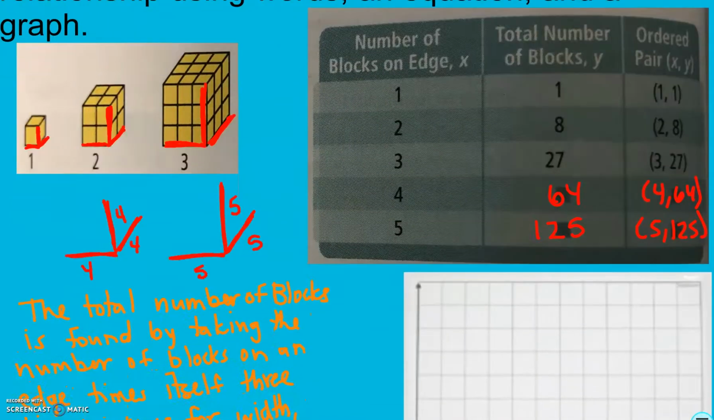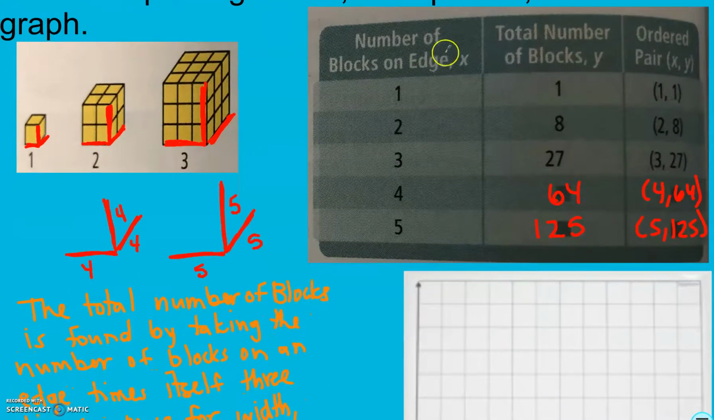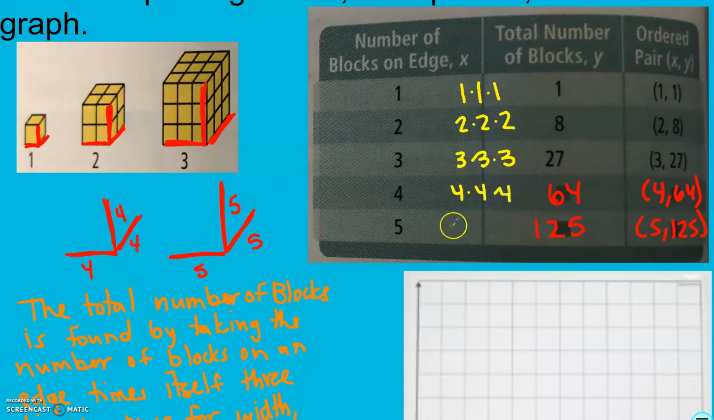So now, here we said that we can take the number of blocks on an edge, 1, times itself for width, depth, and height. Here I took 2 times 2 times 2. 3 times 3 times 3 to get to 27. Width, depth, height. So our total number of blocks, y, equals, the thing that stayed the same here every time is that we multiplied them times themselves 3 times.